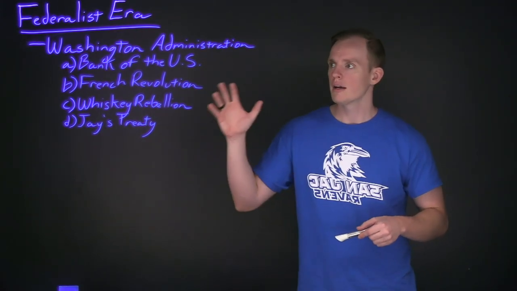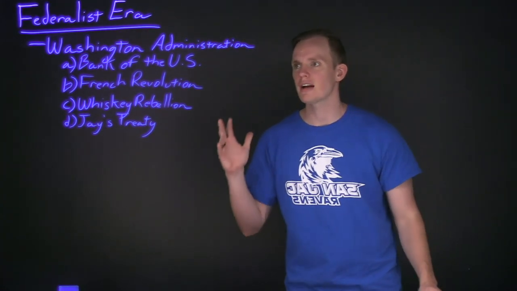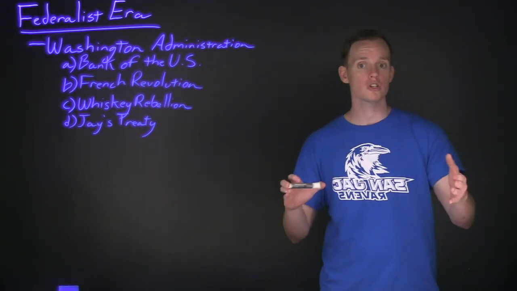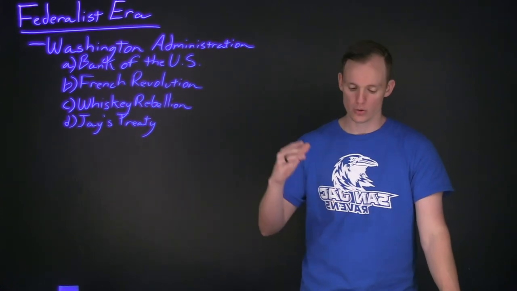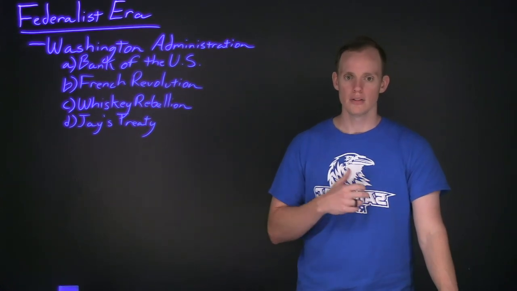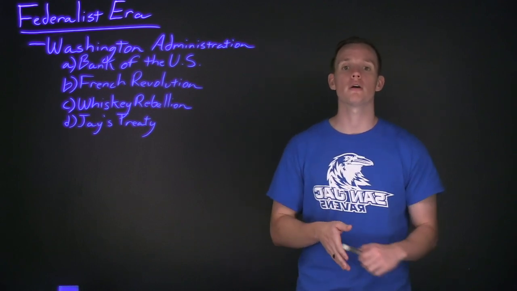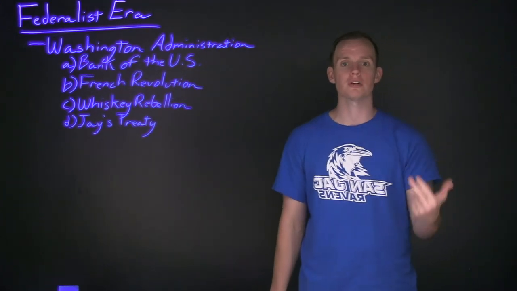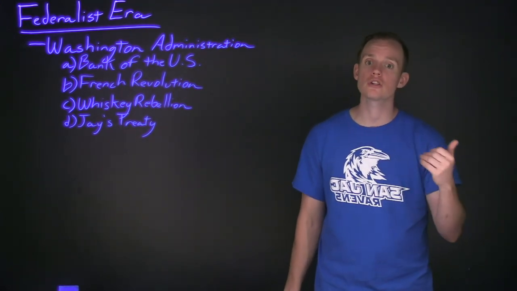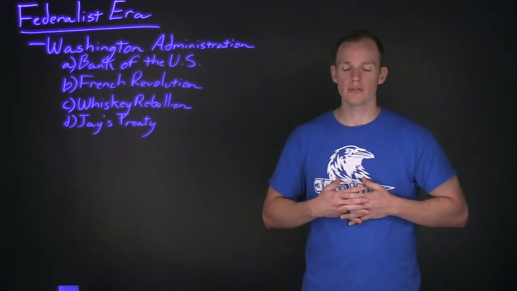Now, in late 1796, after 8 years of being in office, Washington could run for election that year. However, he's going to decide not to. He's going to step aside. And this is where he will set a precedent to where presidents, even though there was no term limit, will serve 2 terms before stepping down from power. And that won't be broken until we get to the 20th century.